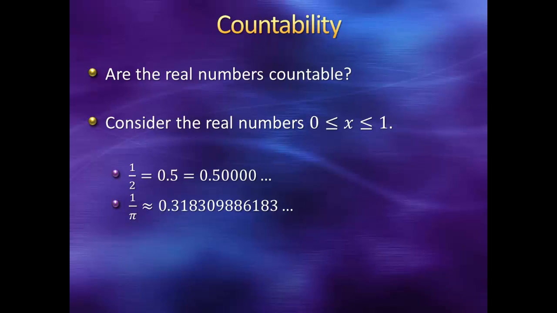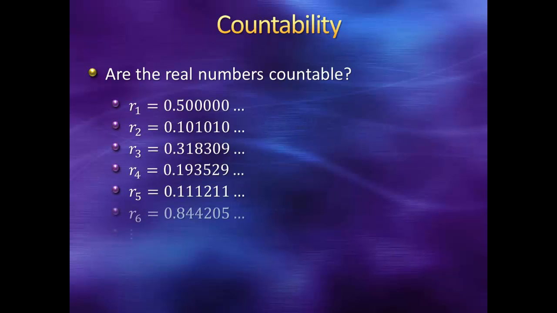So, let's suppose that the real numbers between 0 and 1 were in fact countable. This means that we would be able to index them with the natural numbers, and so we could list them out. So let's do that. Perhaps our list might look something like this. The idea is if the real numbers between 0 and 1 are countable, then this list should contain all of those numbers at some point in the list.